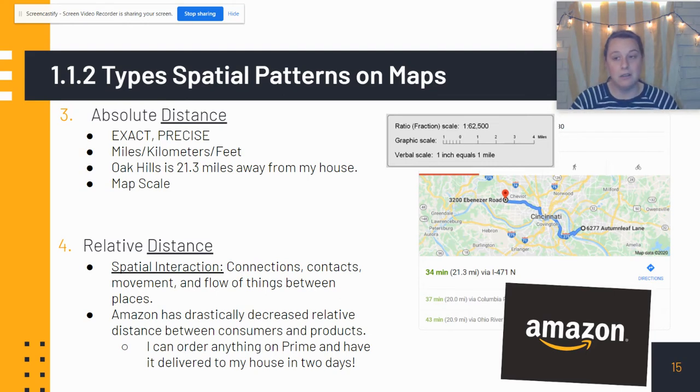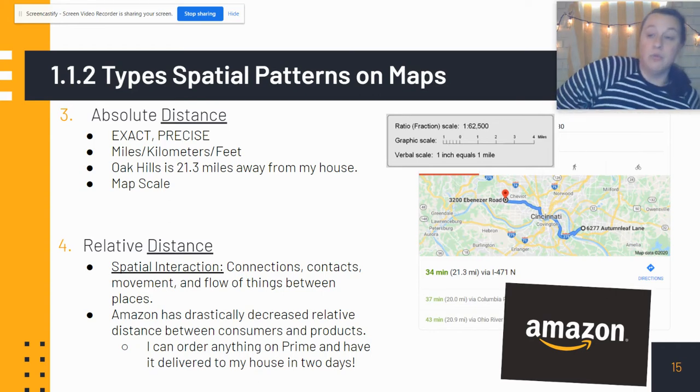An example of relative difference, I think the best example is discussing Amazon, right? Amazon has drastically decreased relative distance between consumers and products. No longer do I have to drive 25 minutes to Walmart to see if they have a product that I'm interested in. I can now just pop on my phone, go to my Amazon app, and order whatever I want whenever I want, and it will be at my house in 2 days. Right? This is an example of relative distance.